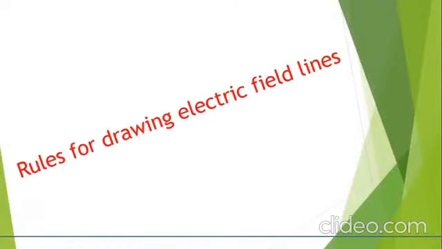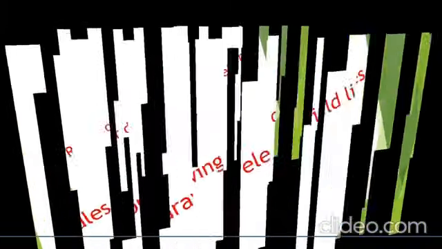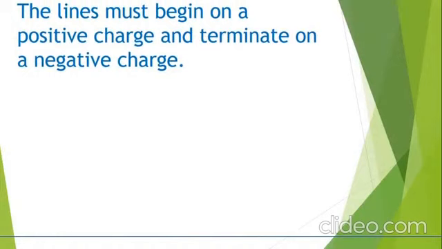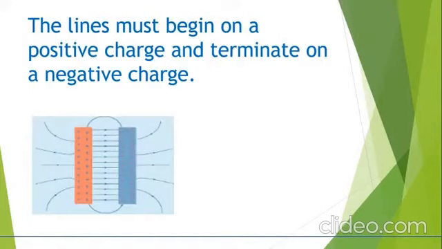Now we'll discuss the rules for drawing the electric field lines. Electric field lines must begin on a positive charge and terminate on a negative charge, pointing in the direction a positive charge would accelerate if placed upon the line. Here we can see in this figure there are two parallel plates. One plate has positive charges and the other plate has negative charges. Here the electric field lines are directed from positive to negative charges.